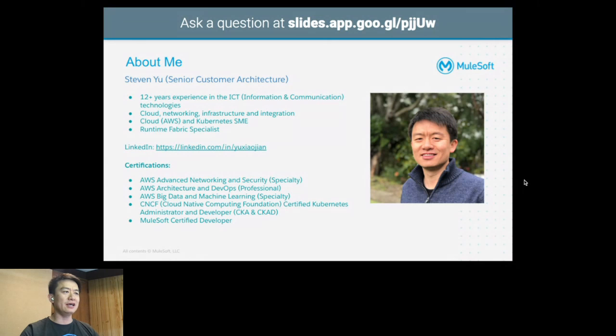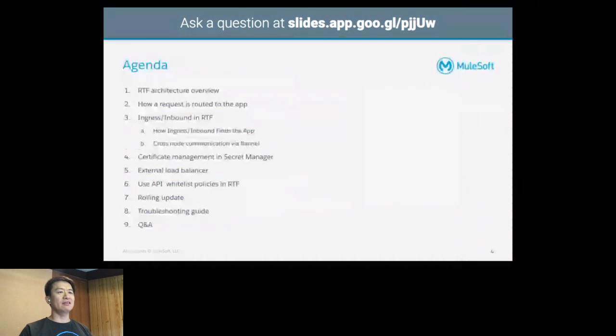So the agenda today: we will first introduce the high-level RTF architecture and the different layers in RTF. Then we introduce how a request is routed to the applications. We will touch on the Ingress, and give a touch on Flannel, the overlay network, and have a brief introduction to certificate managers, external load balancers, using API-wide policies in RTF, and the routing upgrades, and then the troubleshooting guide. These are topics where we often see problems. Hopefully it can give you some knowledge and experience to help you with RTF.